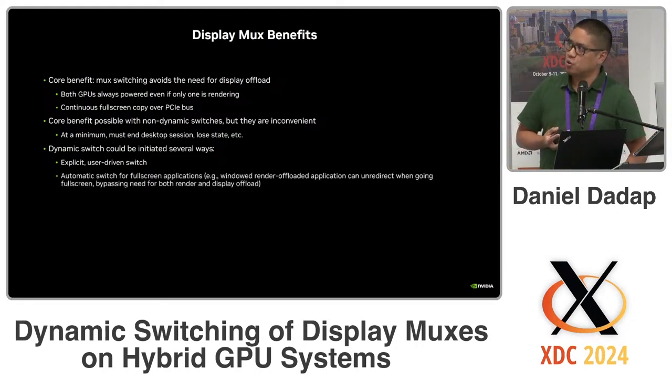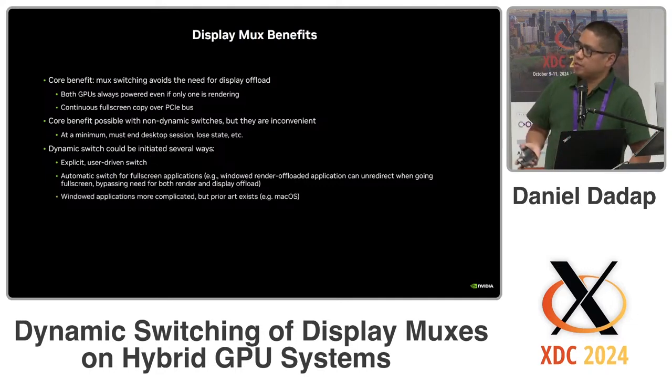But we can also do implicit switching. And if you remember that special case for full screen render offloaded applications, that's kind of the poster child for implicit switching here. Because again, you have something that's being rendered on one GPU and then displayed on another. And in the full screen case, that basically collapses to display offload. But if you switch the mux, then you can take that display offload out and do direct scan out and get all the benefits of direct scan out.